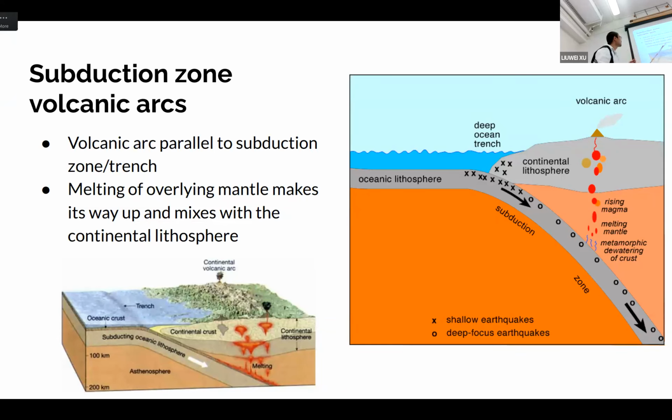The reason for this volcano is that melting of the overlying mantle materials makes its way up and mixes with the continental lithosphere. So the melting mantle materials go up, go through the continental plate, the continental lithosphere, and reach the surface of the Earth from the volcano. So in the lava of this volcano, you can see the mantle materials. You can also see the continental lithosphere materials.